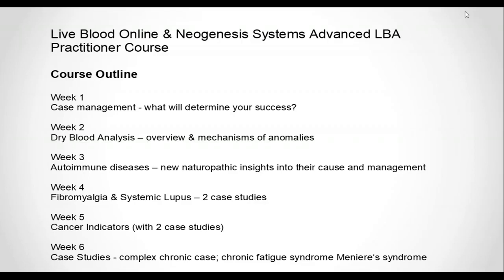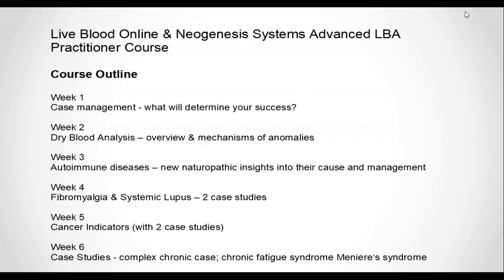Lesson 5 covers cancer indicators, and we also have 2 case studies there. So we cover basically how to approach a cancer case and what anomalies specifically to look for in the live and dry blood samples in cancer cases, and in cases where cancer is suspected. We also look at 2 cancer cases with before and after live blood and dry blood images, as well as the protocols that we used.